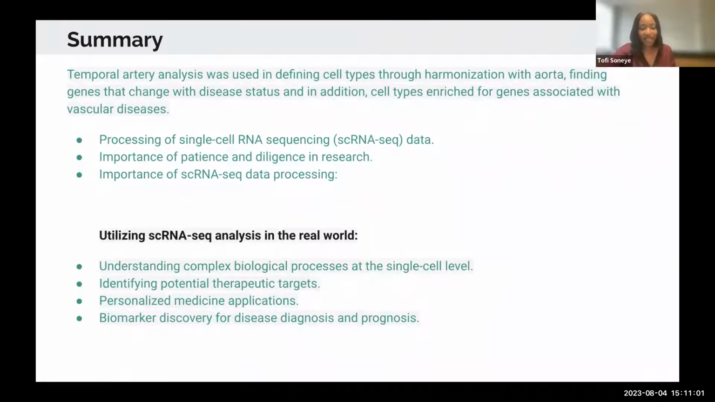And here are some of the applications of single cell RNA sequencing analysis in the real world. It's something that would help us understand complex biological processes, identify potential therapeutic targets, and personalized medicine applications. This is actually my favorite point, because I believe that if we could study the genome of a certain family and be able to run single cell RNA sequencing analysis, we'll actually be able to understand what diseases they are more prone to and probably help them in adjusting their lifestyles or medications to accommodate for that.